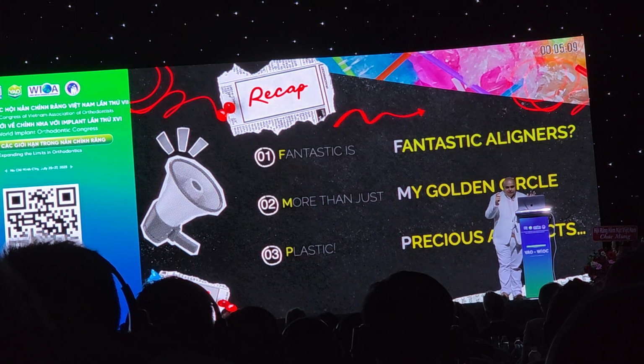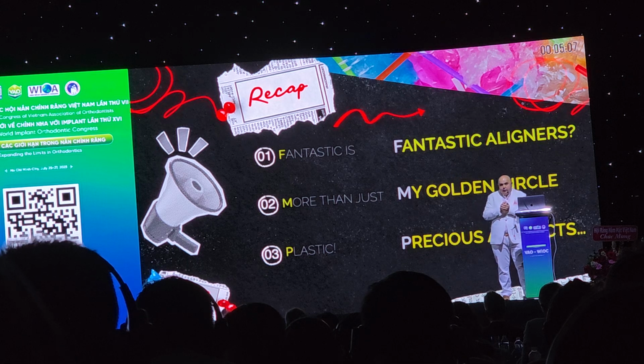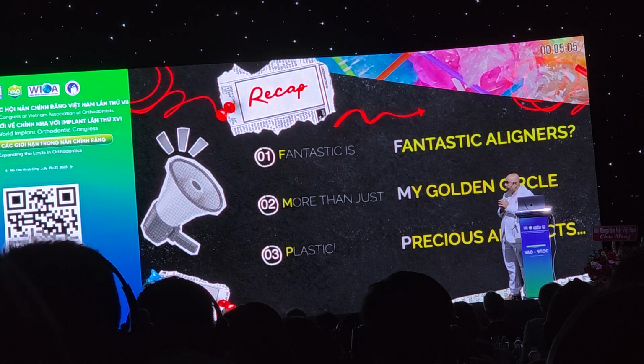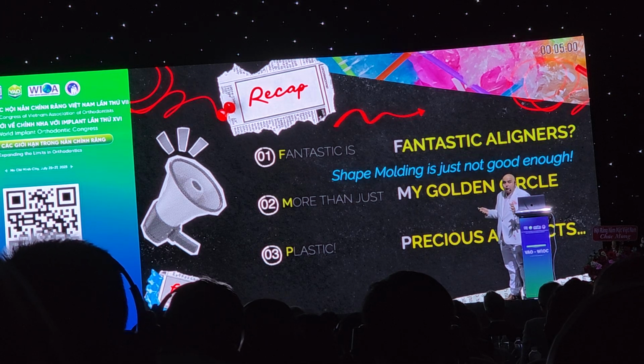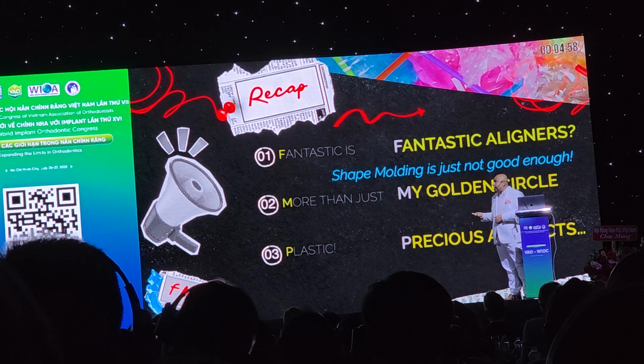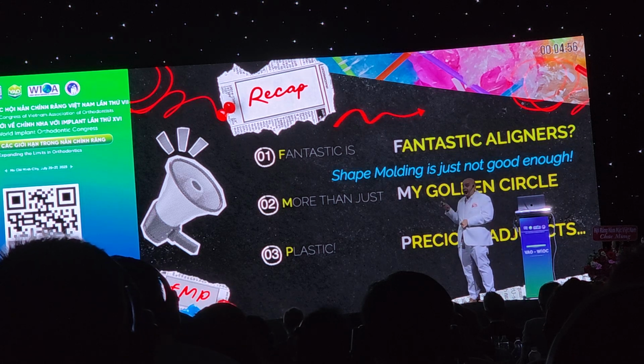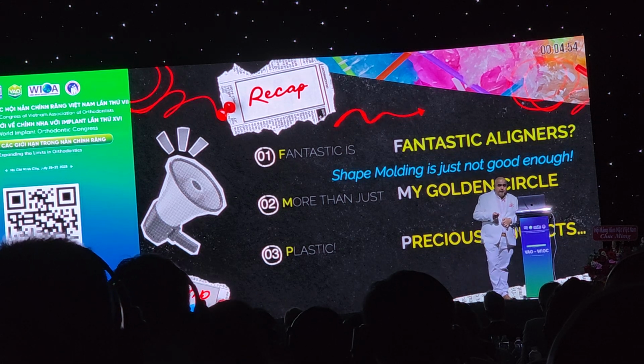So friends, I'd like to sum up my lecture. We spoke about 3 things today. We asked, are aligners really fantastic? Well, shape molding, which is how aligners primarily move teeth, is not fantastic by itself. By itself, it's not really good enough.